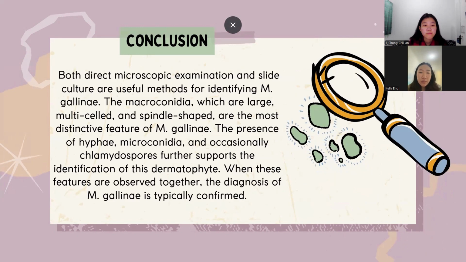So conclusion, both direct microscopic examination and slide culture are useful methods for identifying M. gallinae. The macroconidia, which are large, multicellular, and spindle-shaped, are the most distinctive feature for M. gallinae, and the presence of hyphae, microconidia, and occasionally chlamydospores further supports the identification of these dermatophytes. When these features are observed together, the diagnosis of M. gallinae is typically confirmed.